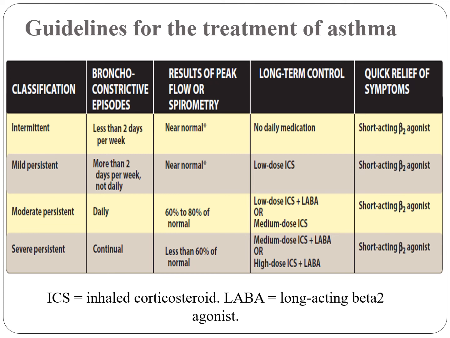If asthma is classified as mild persistent, we find more than 2 bronchoconstrictive attacks occurring per week, and the peak flow result is near normal. Here we need long-term control with a low dose of inhaled corticosteroid, such as budesonide, beclomethasone, or fluticasone, or whatever inhaled corticosteroid.